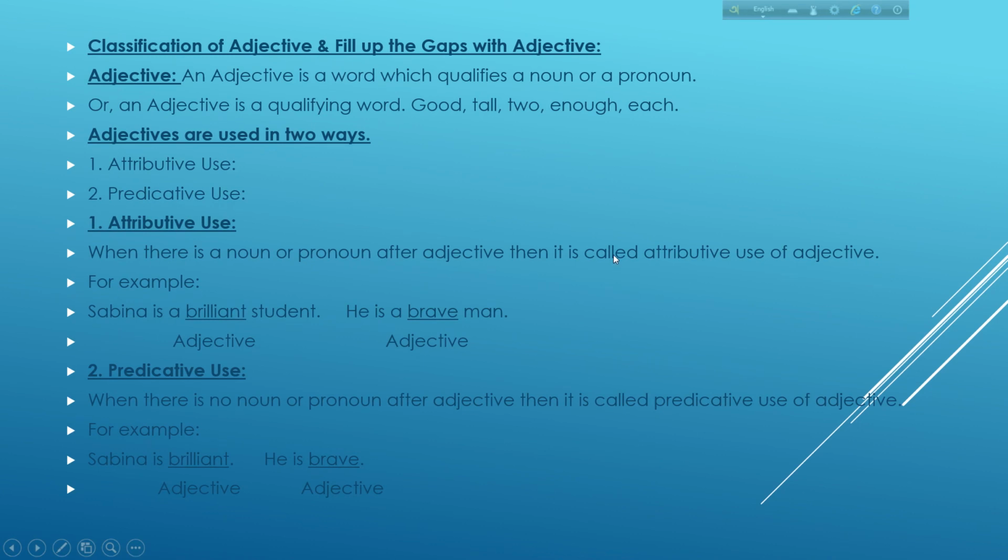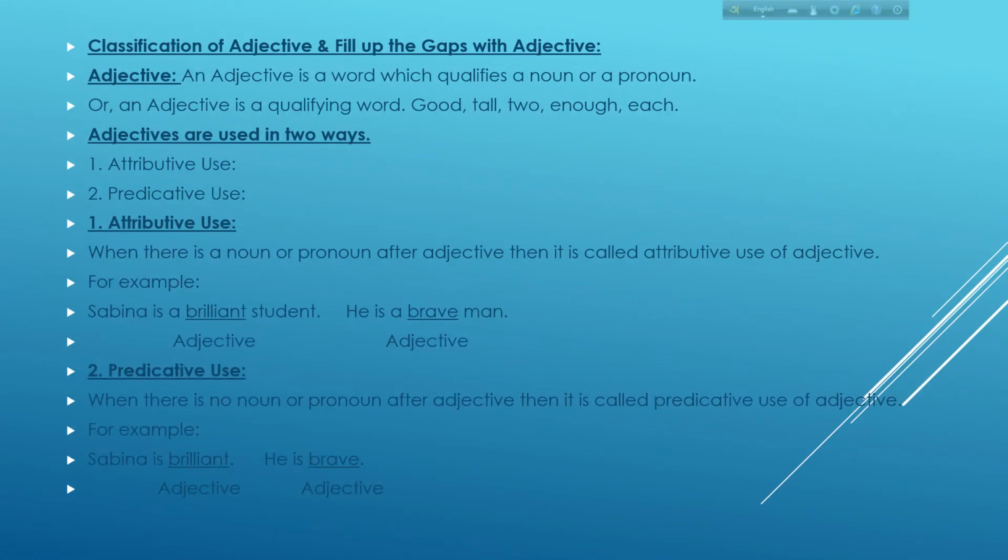Now the last one, classification of adjectives, and also fill up the gaps with adjectives. It may also come. So what is an adjective? An adjective is a word which qualifies a noun or a pronoun, or an adjective is a qualifying word. We can say, for example, good, tall, enough, each.